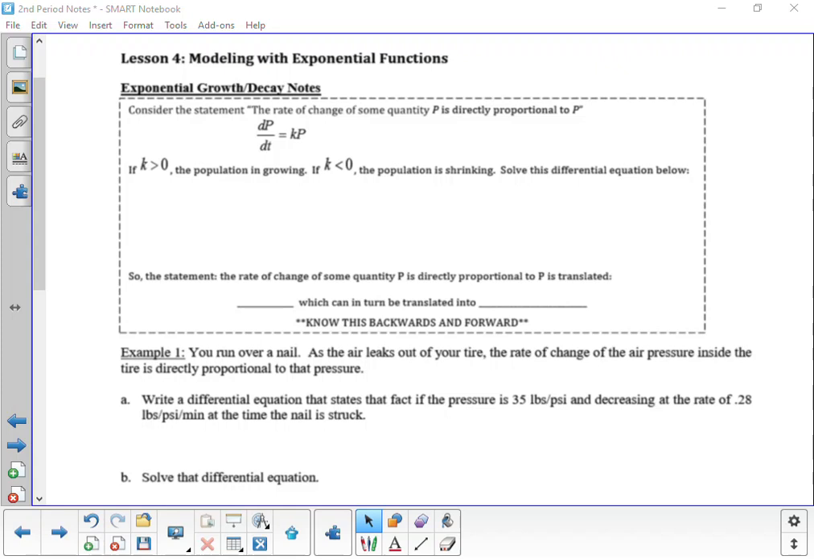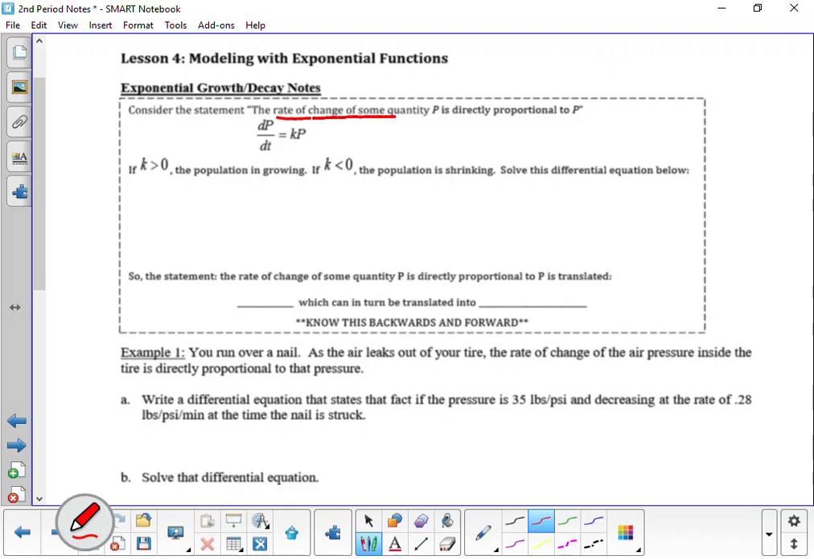these exponential growth and decay type problems, and what they usually start with is they start by saying the rate of change of something. Okay, so rate of change of something, that is d. This is the rate of change of some quantity p, so this would be dp dt. Right, that's a rate of change, right? And then they say it is directly proportional to something else.